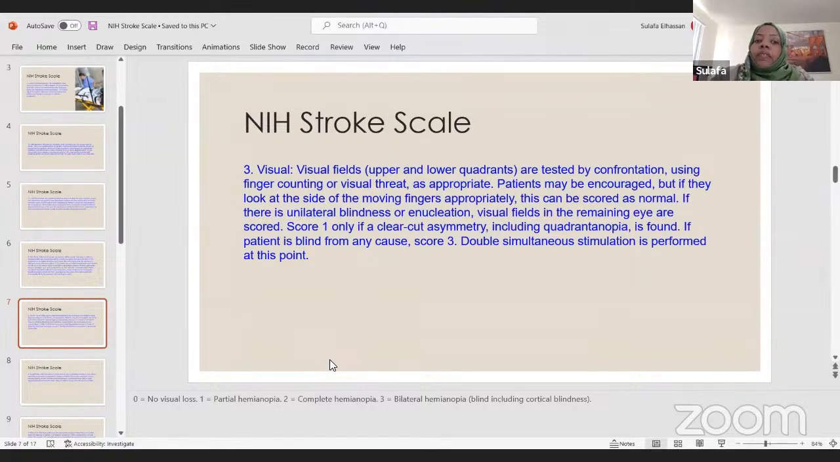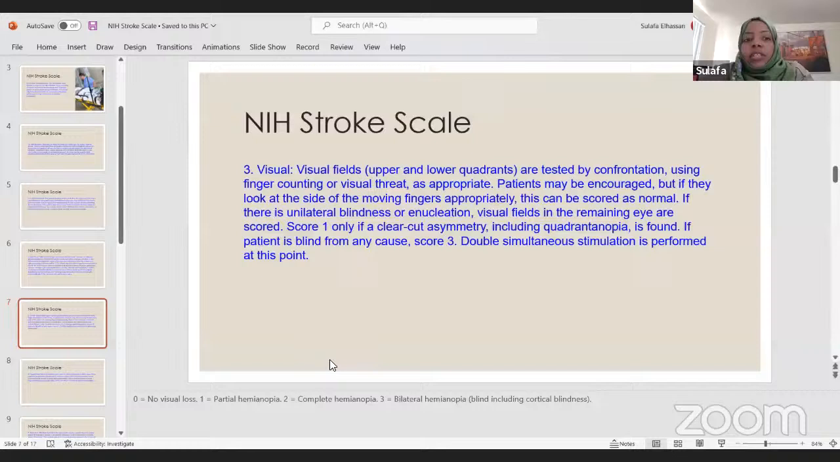Okay, the next step is to do the visual fields, upper and lower quadrant. We test them by confrontation using finger counting or visual threat as appropriate. The patient may be encouraged, but if they look to the side of the moving finger appropriately, this can be scored as normal. If we notice unilateral blindness or enucleation, visual fields in the remaining eye are scored. We'll give a score of 1 only if clear-cut asymmetry, including quadrantanopia, is found. If the patient is blind from any cause, we'll give a score of 3.